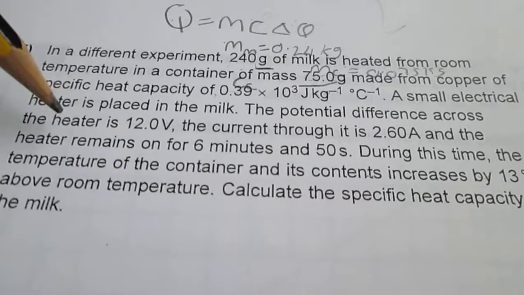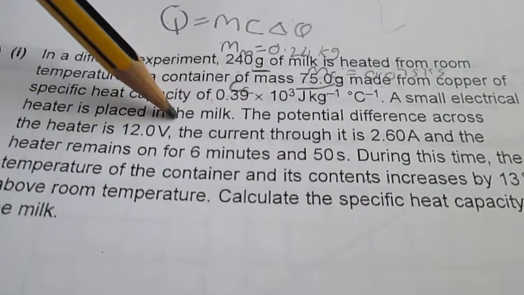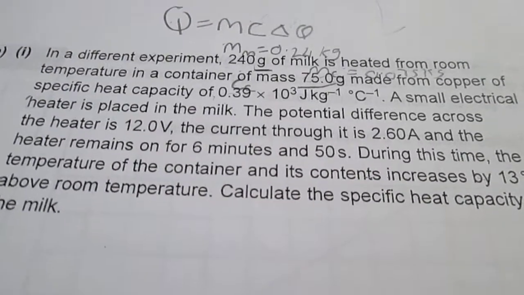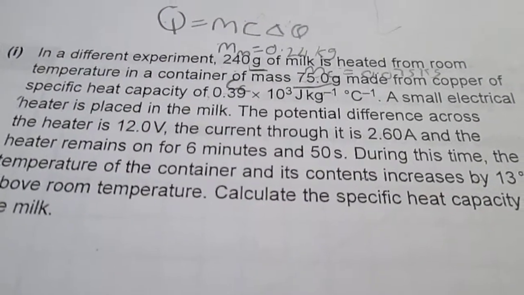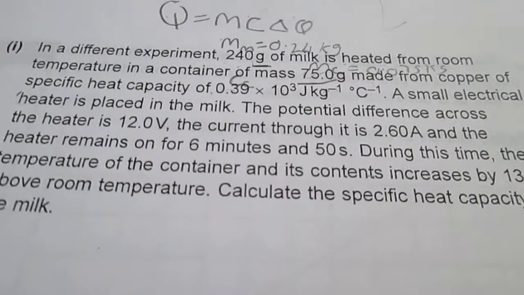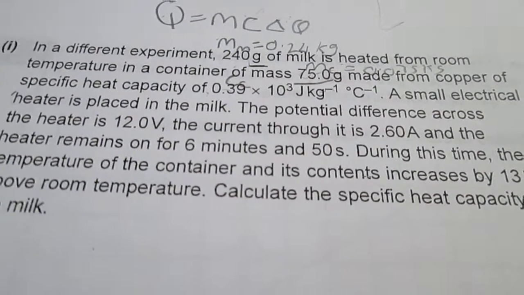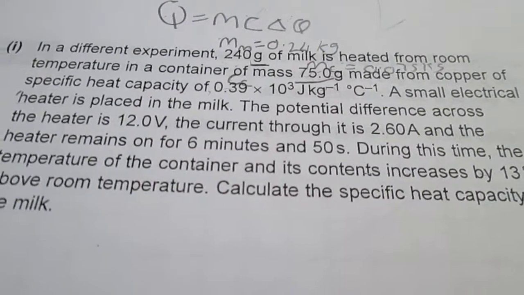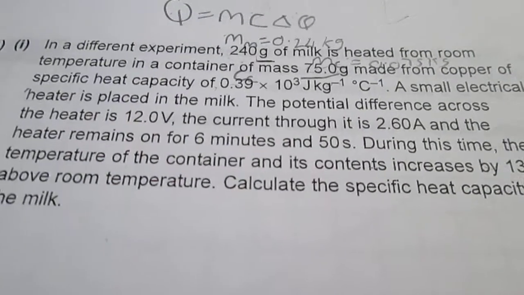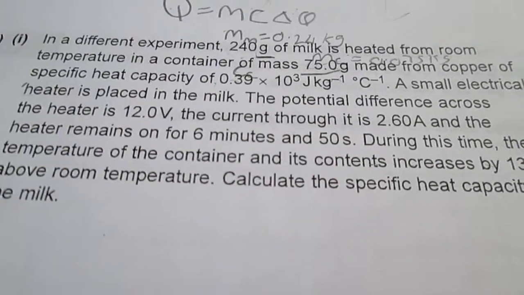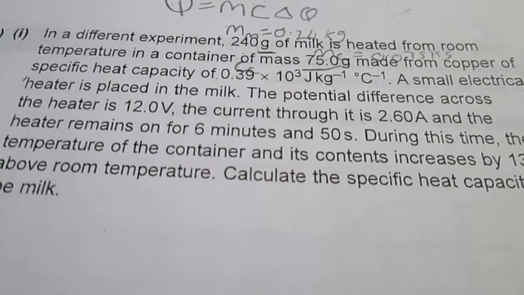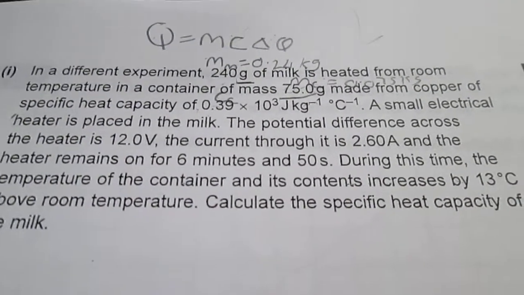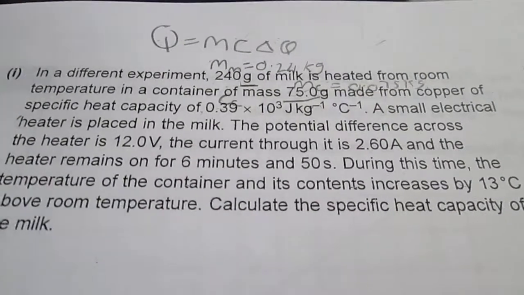A small electrical heater is placed into the milk. So what's going to be happening is this heater is not only going to heat up the milk, it's also going to heat up the container that it's in. If you put something in the microwave or even in the oven, it's not just the food or the liquid content that heats up, the container that it's in also heats up. So in this question the energy supplied is going to equal the energy given to the milk plus the energy given to the container, which in this case is made of copper.